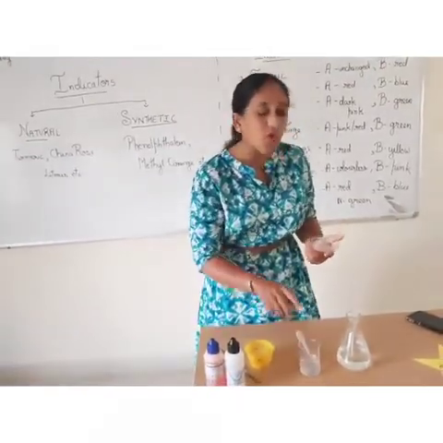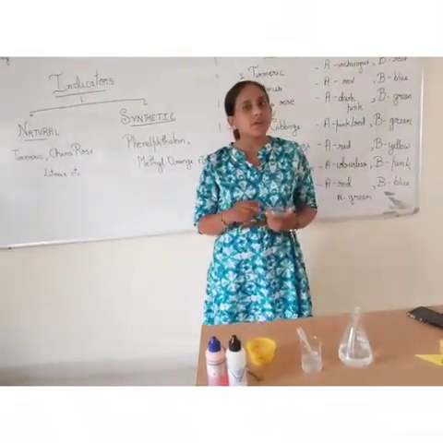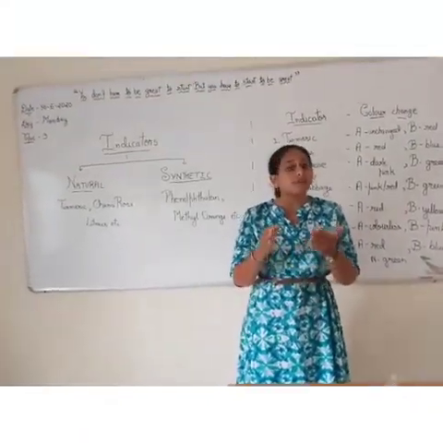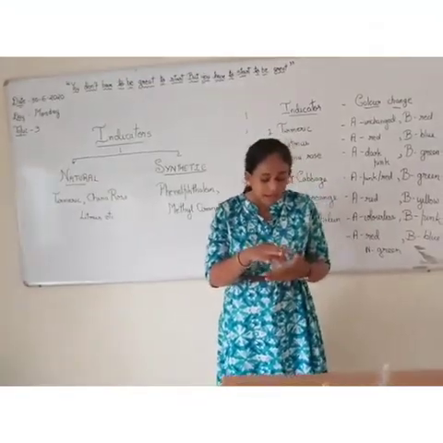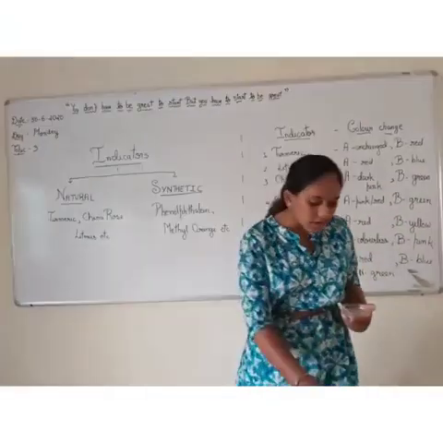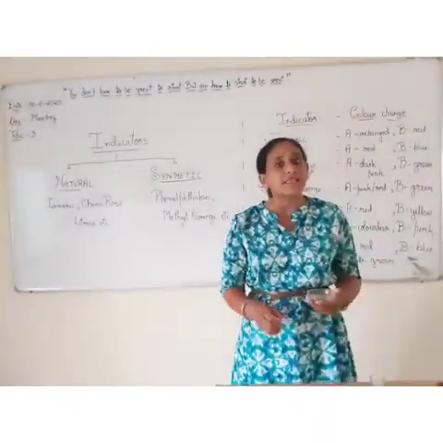Now what if on a red litmus paper we put a drop of acid? It remains the same. That is, if a red litmus paper is taken and on it we put a drop of acid, the color will not change. The color will remain the same.